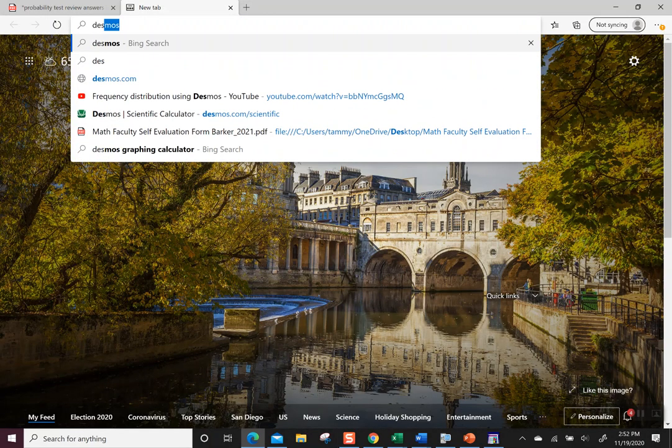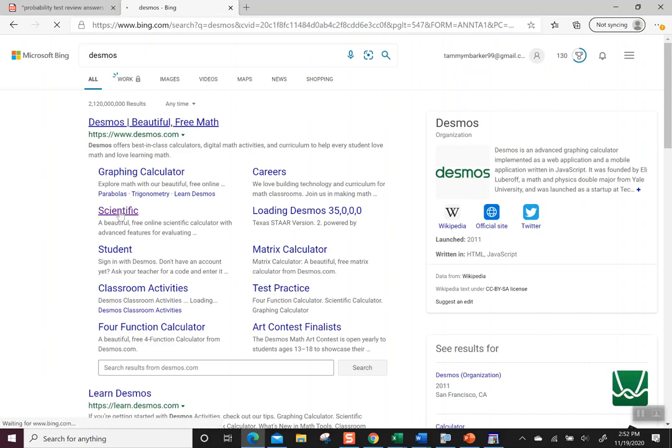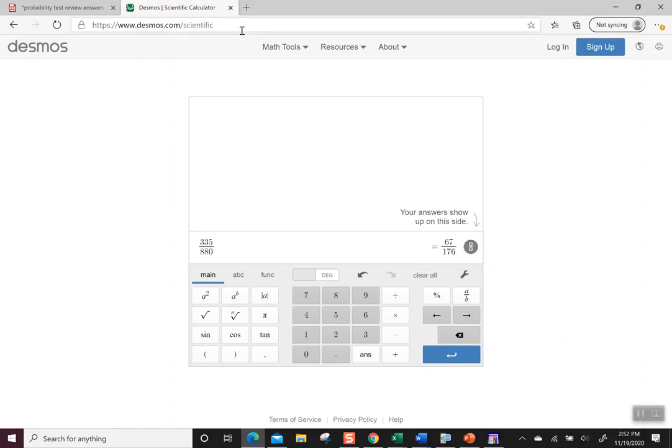Let's just use Desmos. So I'm going to switch to Desmos, and I have the scientific calculator. I'm going to put 335 divided by 880, and there's the decimal, but let's switch it to a fraction, so I have 67 over 176.